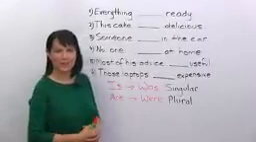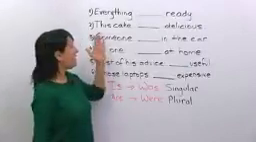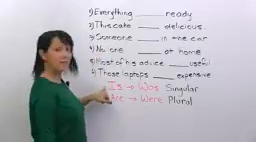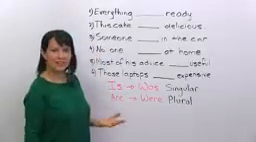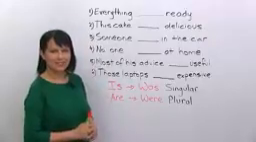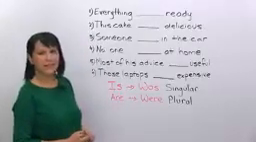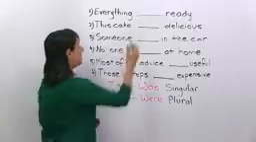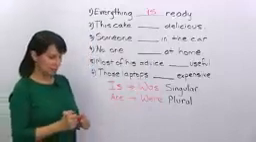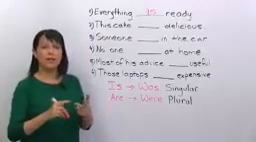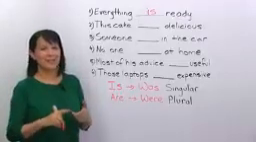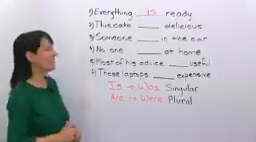All right, so here we go. Number 1, everything blank ready. So you're going to choose between is or are. Okay? What's the right answer? Think about what we learned. It should be everything is ready. Okay? Remember we said everyone, everybody, everything. Same principle. Okay? Somebody, something, anything like that.